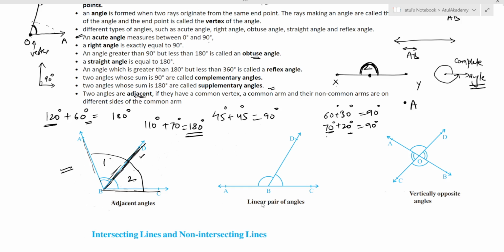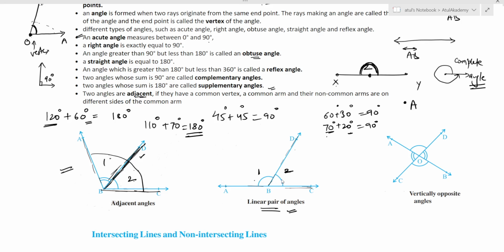Now let's move to linear pair. Now what is this linear pair? Linear pair is on a straight line. You see, ABC is a straight line. On a straight line I have a ray BD. Now this ray is dividing this straight line into two parts, not equal, sorry. So you see, let's say this is 1, this is 2.